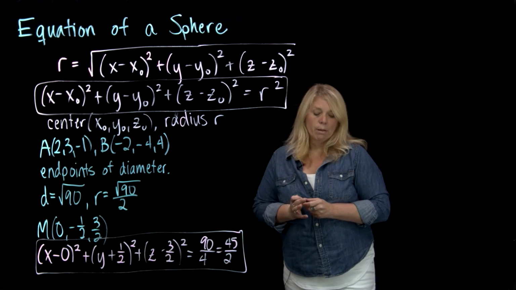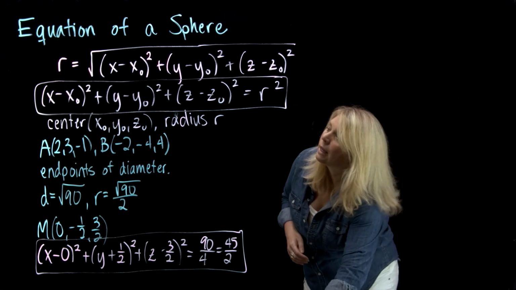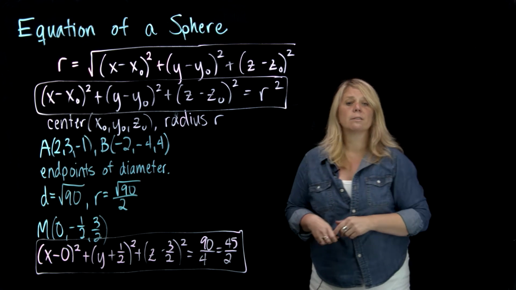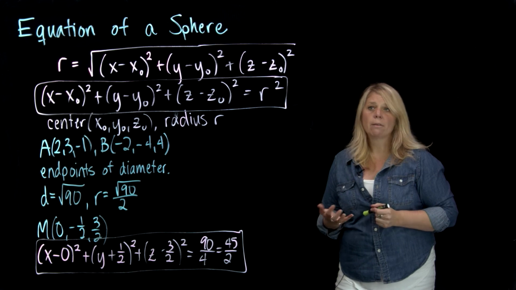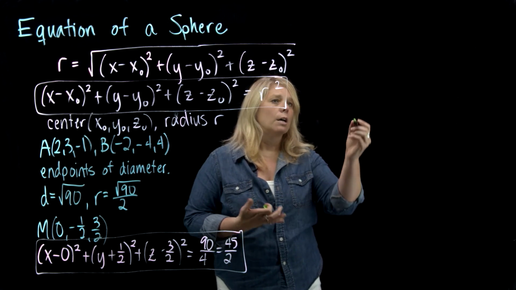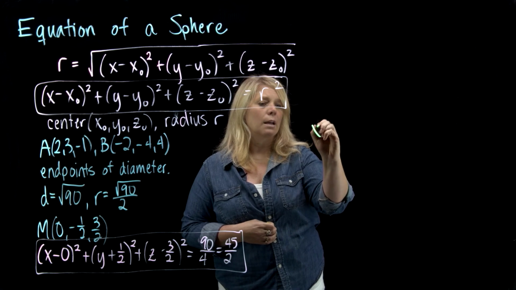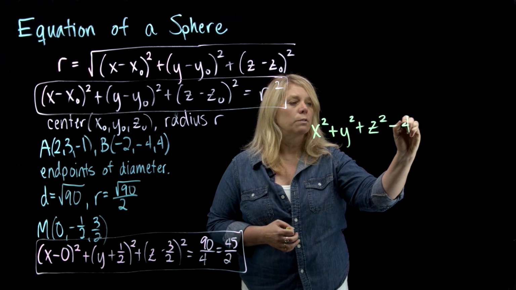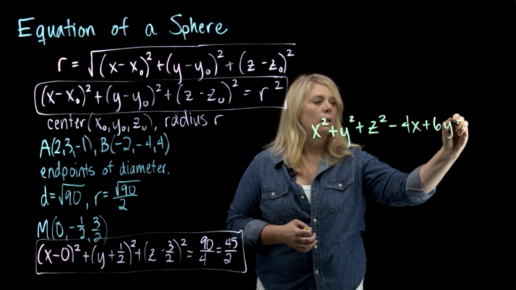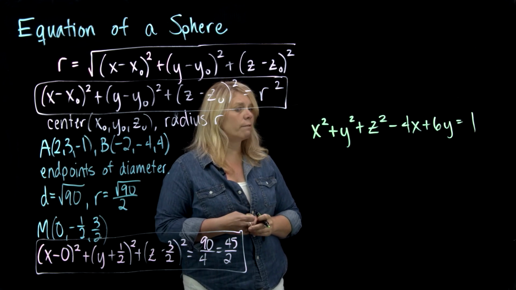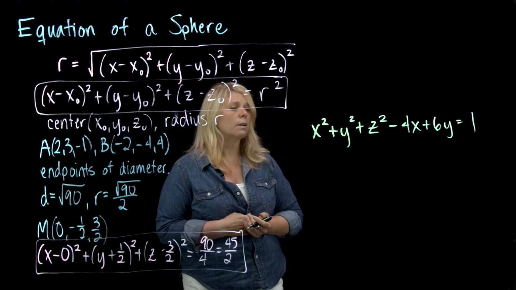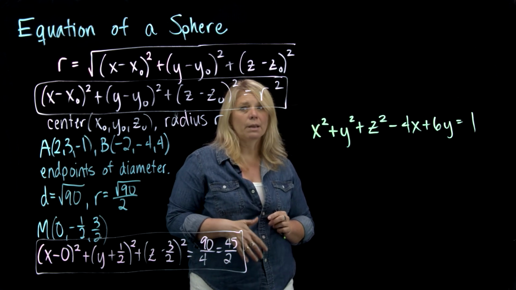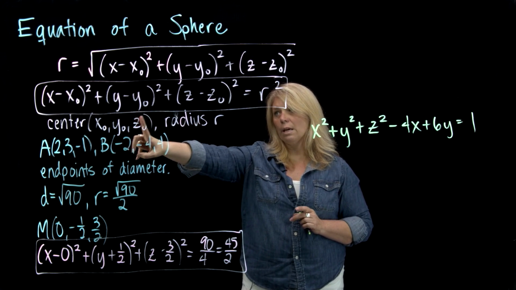All right, another kind of problem that you might see in the homework is when you're given an equation of a sphere, perhaps not in this standard form for the equation of a sphere, and you're asked to find some information about the sphere. So let's look at a problem like that. So if we're given an equation of a sphere, say x squared plus y squared plus z squared minus 4x plus 6y equals 1, and we're asked to find the center and the radius. So what I need to do is take this equation and do some algebra to manipulate it so that I get it into this standard form for the equation of a sphere.